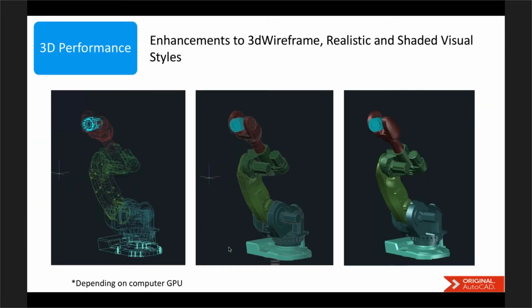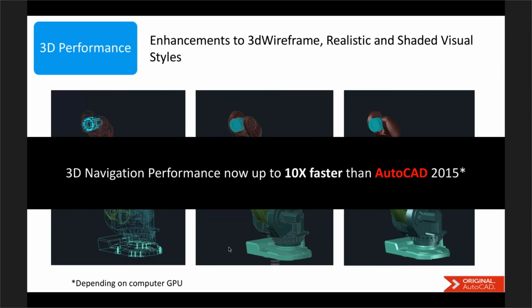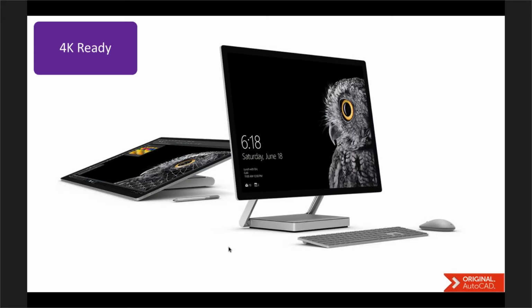I'm happy to say that because of this continuous investment that we make, instead of doing it for one release, because it's across multiple releases, 3D navigation performance is now up to 10x faster for pan, zoom, and navigate functions, which are the most used, for our 3D wireframe, realistic and shaded visual styles. They are 10x faster today than they were in AutoCAD 2015. And of course, we're 4K ready. One significant investment that we've made is making AutoCAD much more 4K ready, and we've continued to do that in 2019 today.